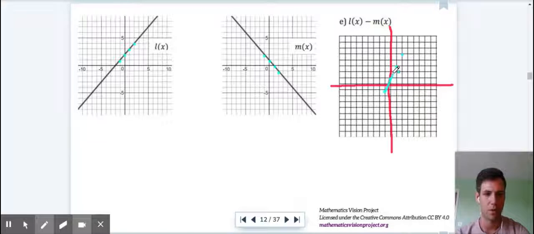So we can just draw our line here, and then we can keep following that same slope if we wanted to draw a really accurate line. So we can see that if we take a linear function like L of x over here in the left, subtract m of x, we end up with a line looking like the one right here on the right-hand side.